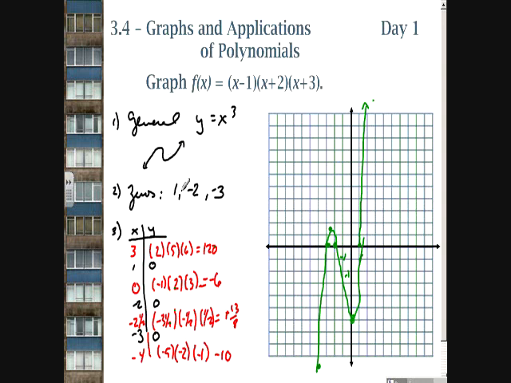So again, general shape, we found the zeros, we found points, and we plotted out the points and we connected them. Pretty standard graphing here.